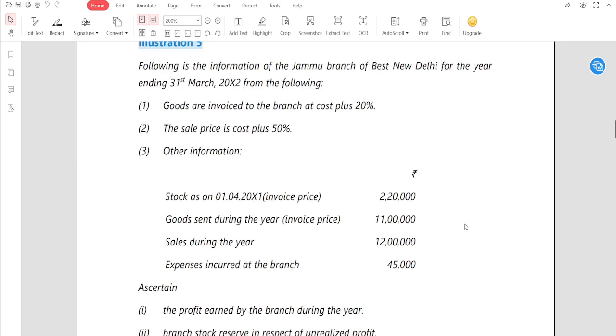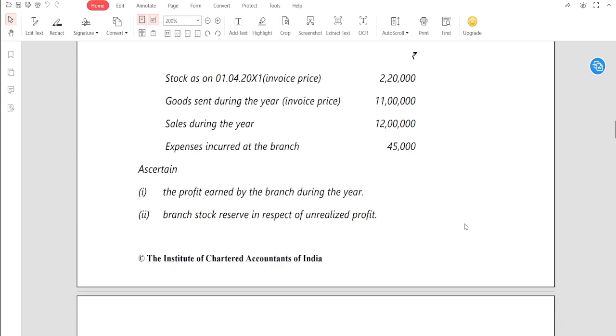Very good. We have stock at invoice price, goods sent at invoice price, sales during the year, and expenses incurred at the branch. Very few items are given, nothing difficult. They want to know the profit earned by the branch during the year and the branch stock reserve in respect of unrealized profit. The profit made by the branch we need to calculate through the branch trading and P&L account, and we just need to calculate the unrealized profit with respect to the branch stock reserve.